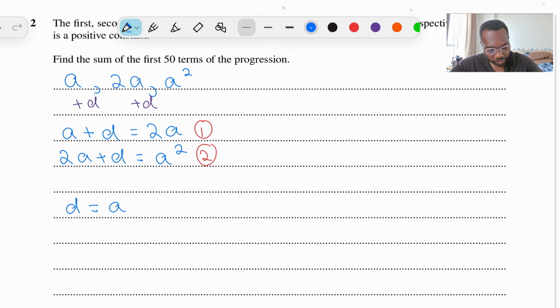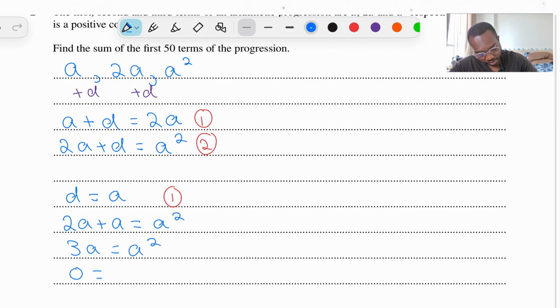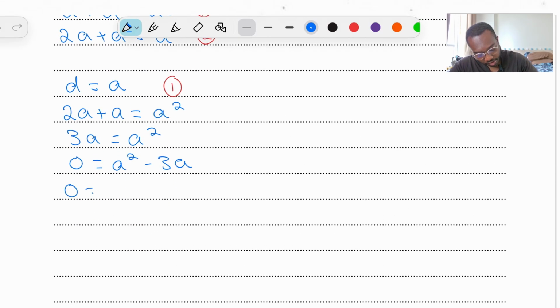And now we can use that and put that into our equation, and we can get an expression for a, okay? So now if we think about equation 2, if we put that value in for d, we get 2a plus a is equal to a squared, okay? That gives me 3a is equal to a squared. Bring everything to the same side, let's bring everything to the right side, so we get 0 is equal to a squared minus 3a, okay, and therefore we get 0 is equal to, if we factorize, a times a minus 3. So this tells us that a is 0 or 3.